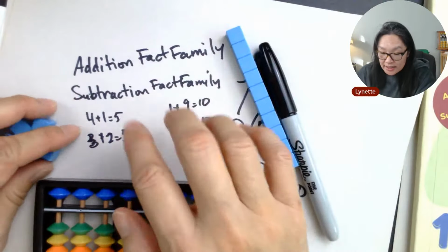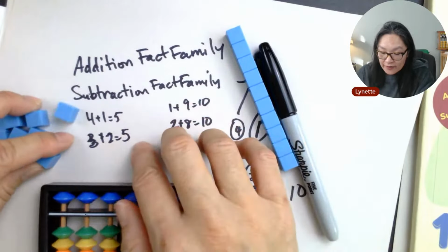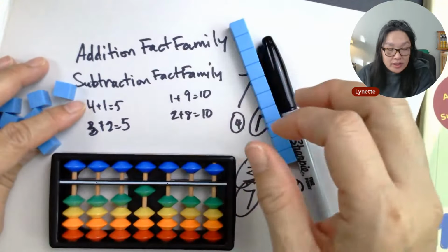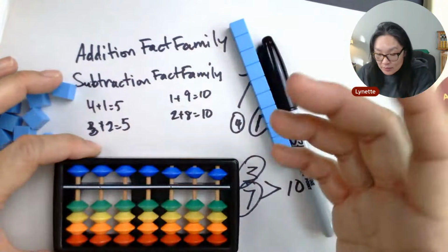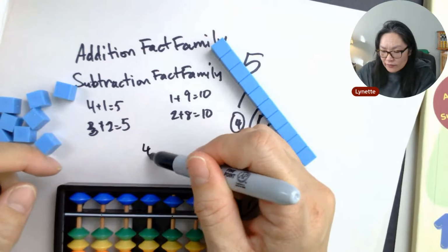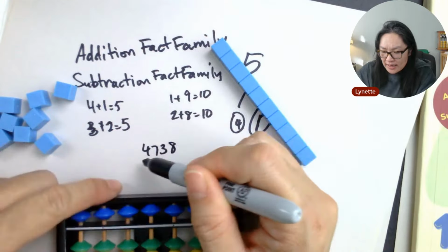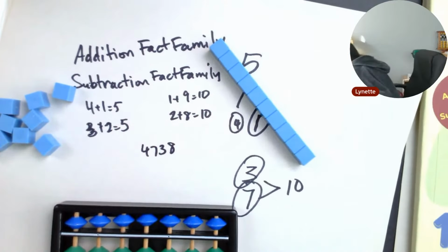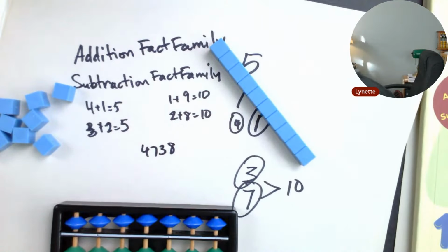Once the students understand the fact family, then it's easy for them to be able to manipulate all the numbers. And it doesn't matter how big the number is, right? It could be like four digits. I don't know, 4, 7, 3, 8 plus. You know what? Let me find an example. Let me see.